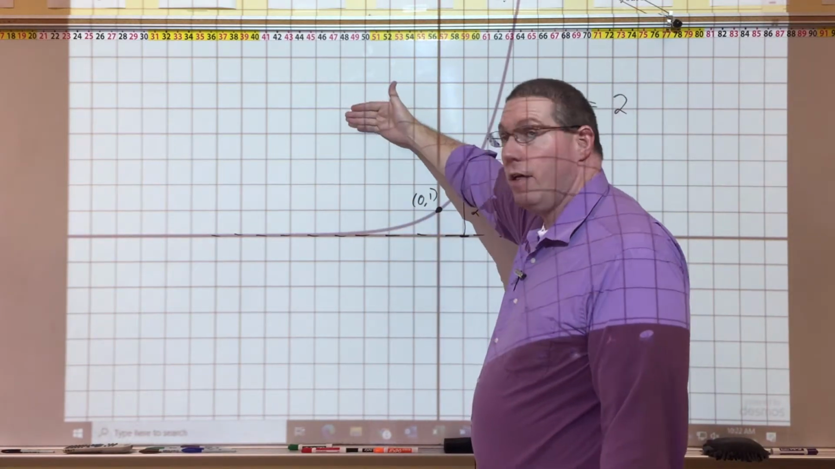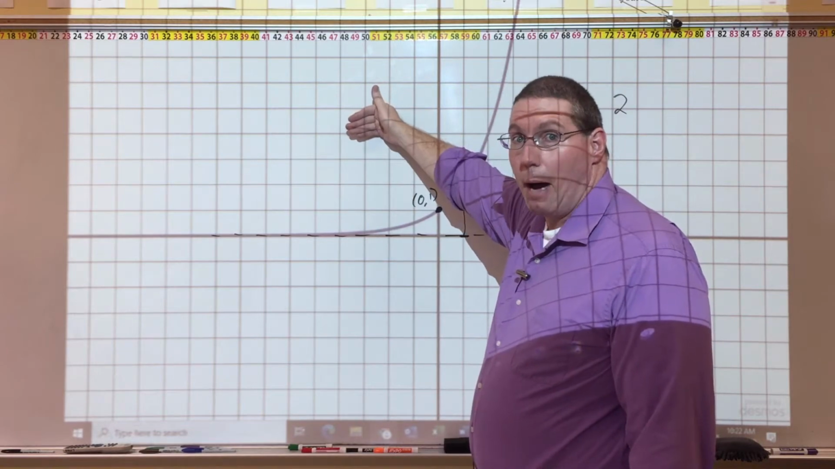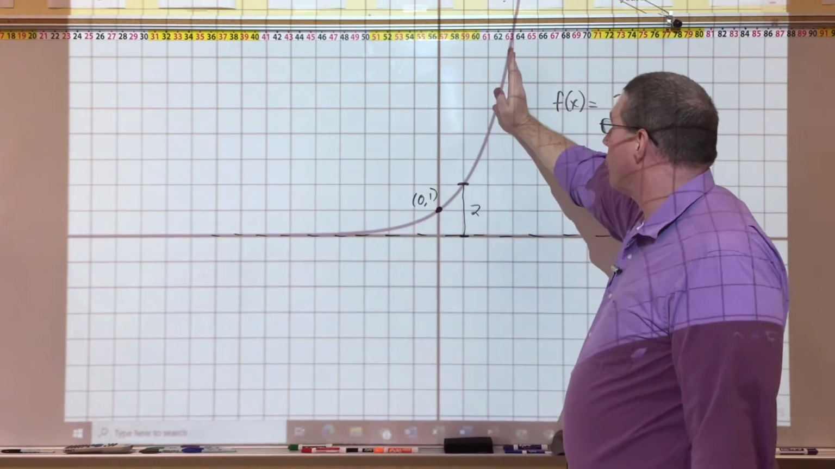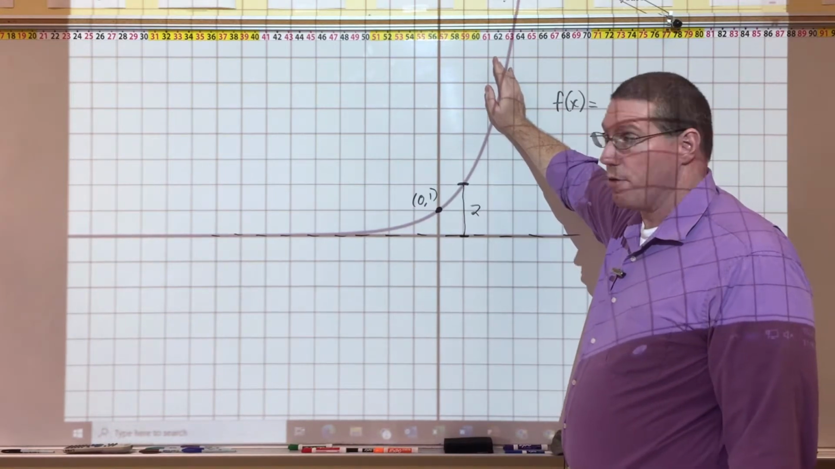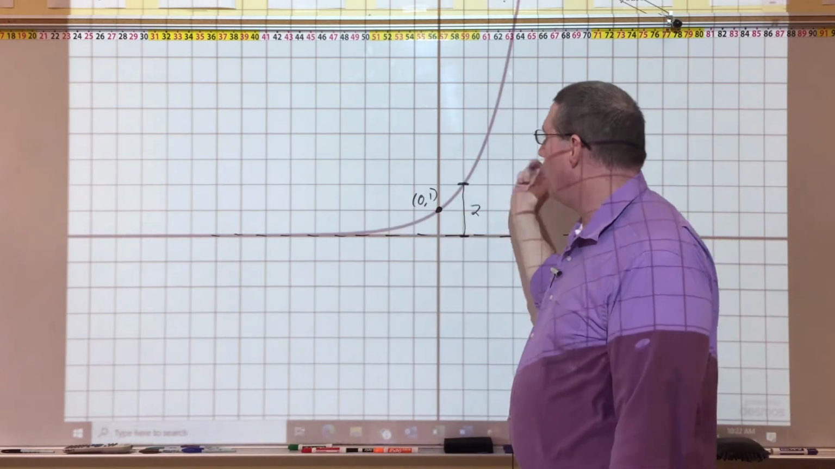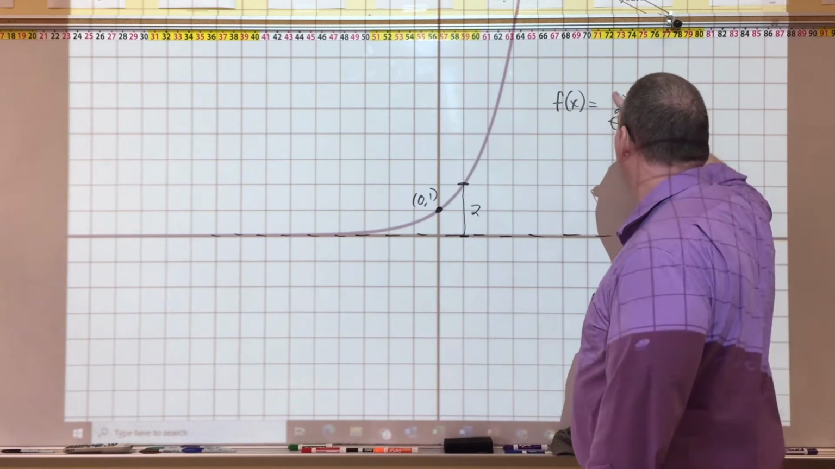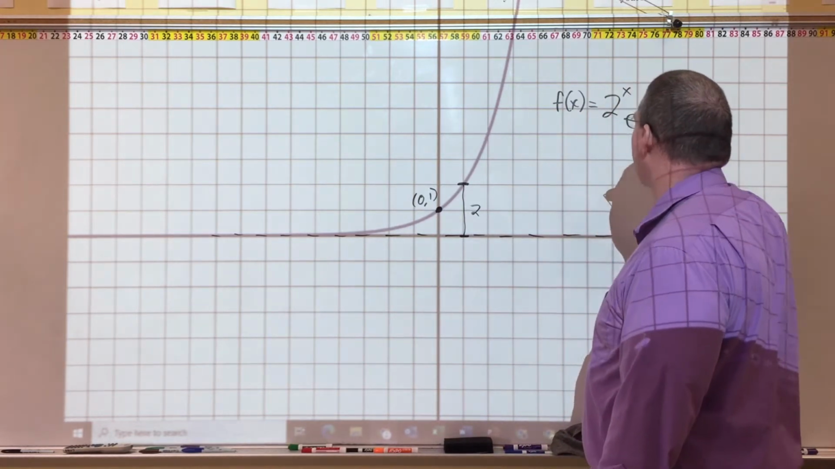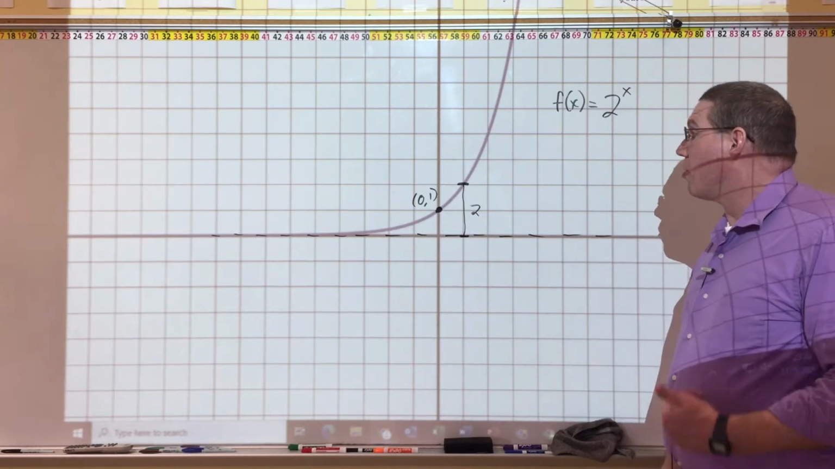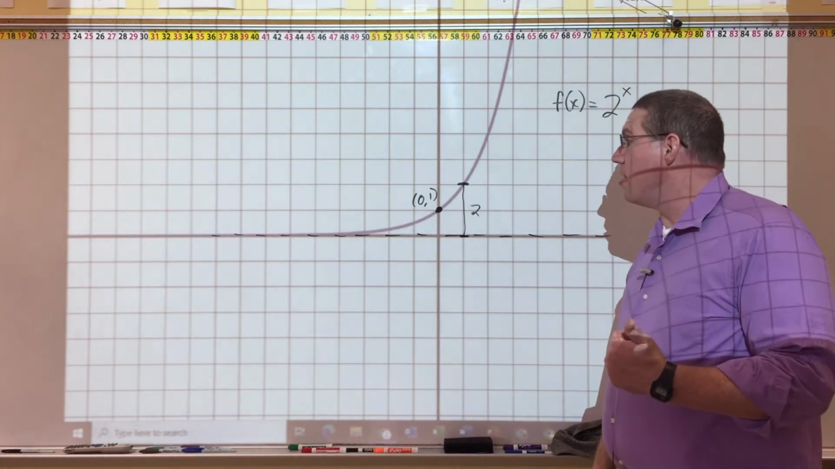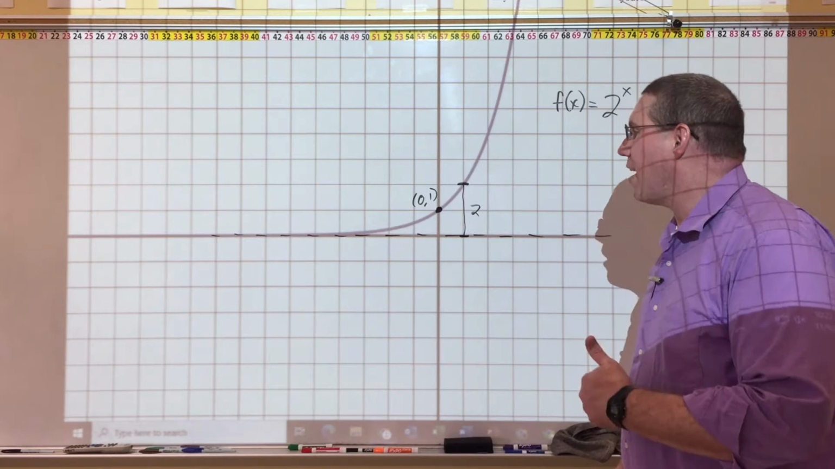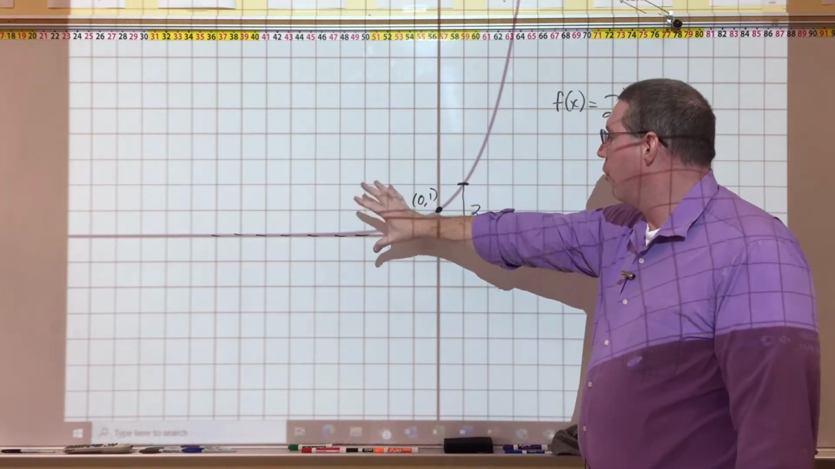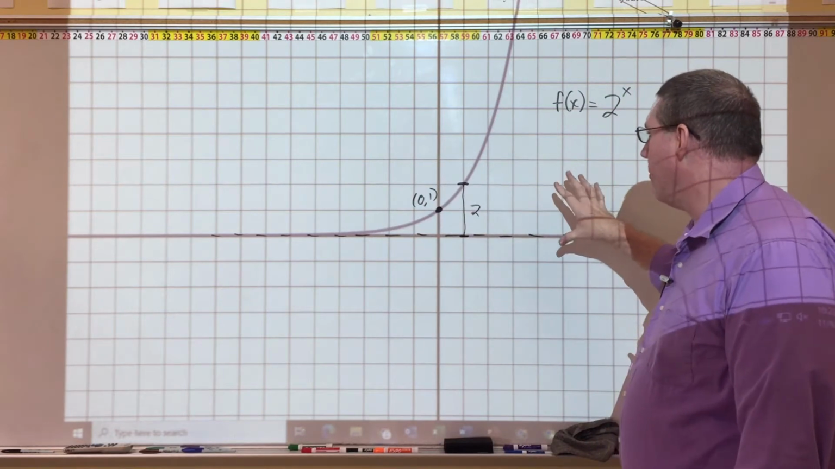It is above the asymptote, which makes it positive, and it's flat to the left and steep to the right, which means that it is not backwards. It is neither upside down, nor is it backwards. Therefore, there are no negatives on this one. It's just 2 to the x power. All right, so what we're going to do now is see what happens when we translate this same curve to the left or to the right.